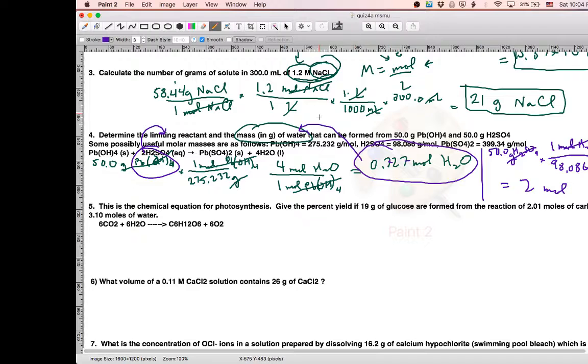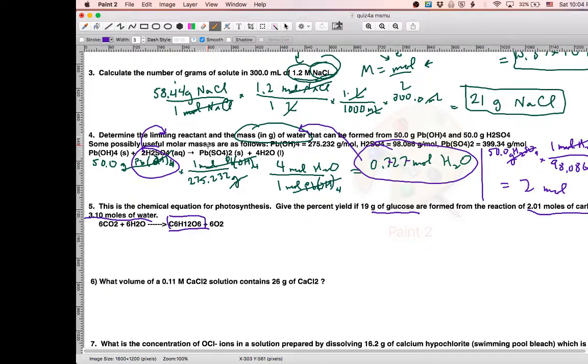Okay, so first, I need to find out how much glucose I actually can make if I have this much carbon dioxide and this much water. I need to know how much glucose. This is the glucose. Oh, I didn't say that. Sorry. This is the glucose, folks. I didn't say it in the problem. Sorry. So if I use all the carbon dioxide, how much glucose can I make? And then if I use all the water, how much glucose can I make?